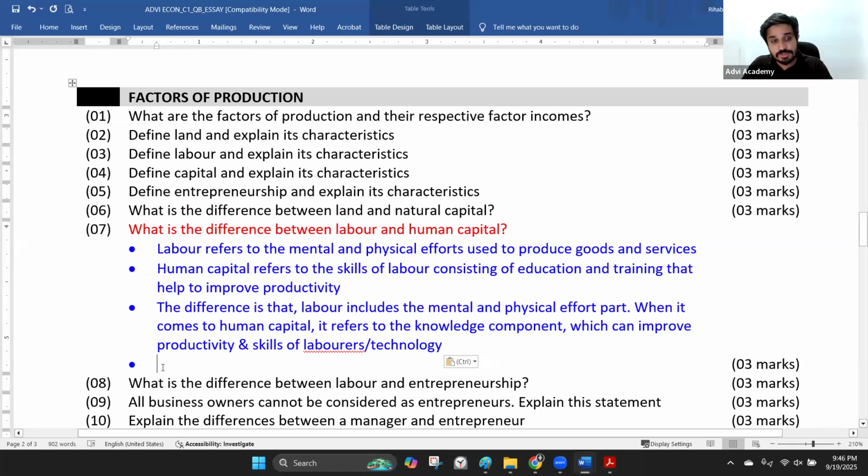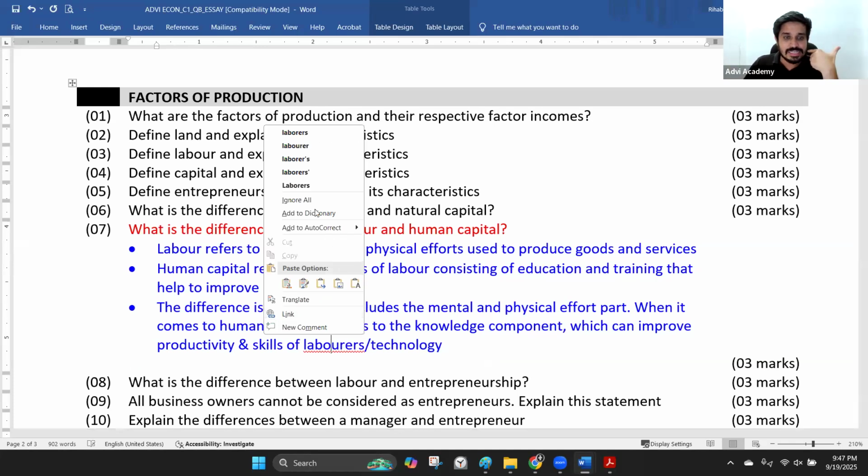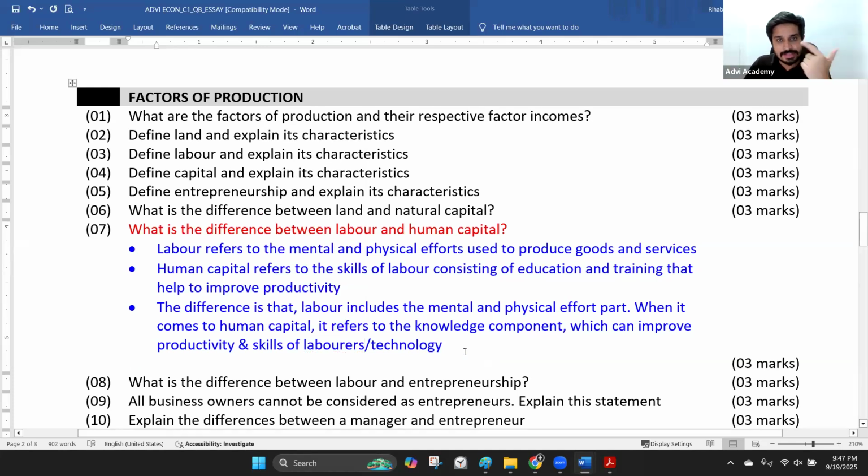But human capital is not about the mental and physical part we use in production. It's about the knowledge component. See, laborers, their skills can be improved by training them. And for an example, technology: humans have used the massive knowledge that we have, and we have come up with patents, inventions. These are things that have advanced humankind. I showed you in class and all.